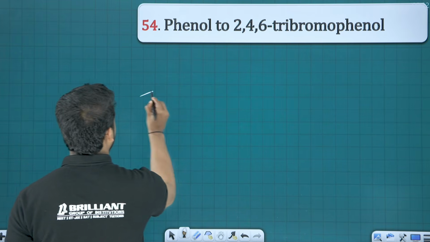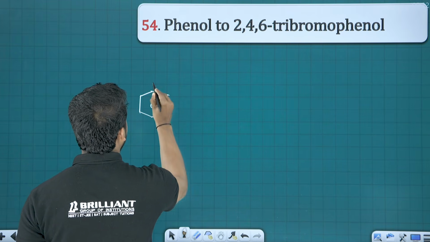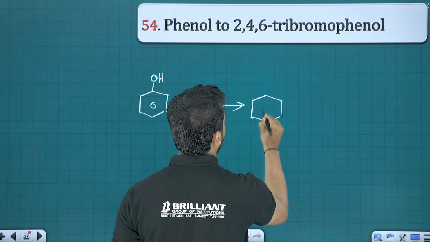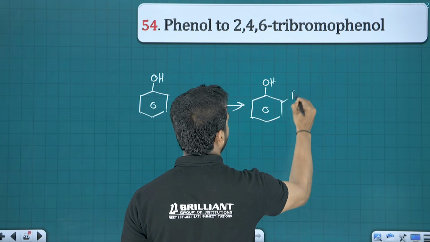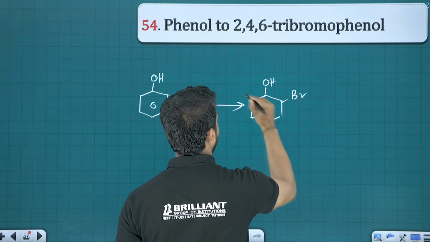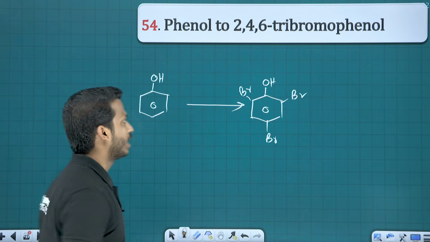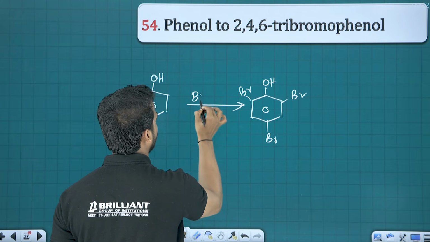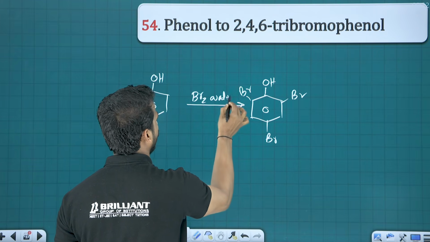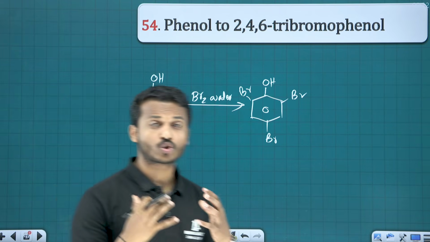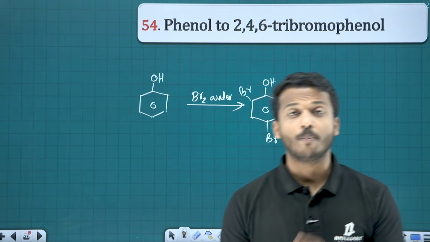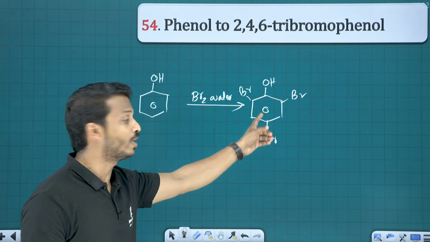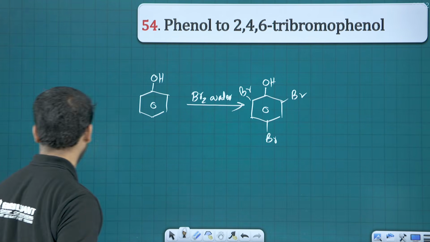Next, phenol to 2,4,6-tribromophenol. How can you convert phenol into it? Bromination. Yes, my dear, bromination. What is the reagent we need to add? Bromine, 3Br2, right? That's actually bromine water. Phenol is a very strong ortho-para directing group. When you add bromine water, all the bromine goes to the ortho and para positions. You know its color, right? It's white color.